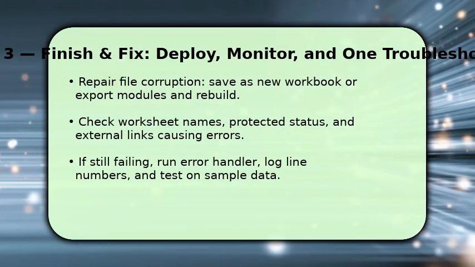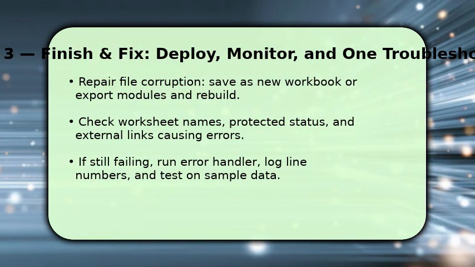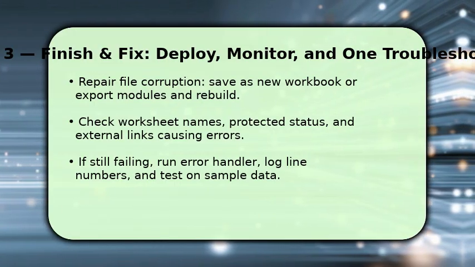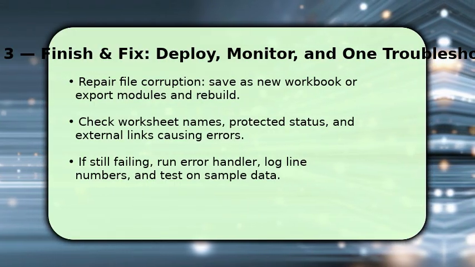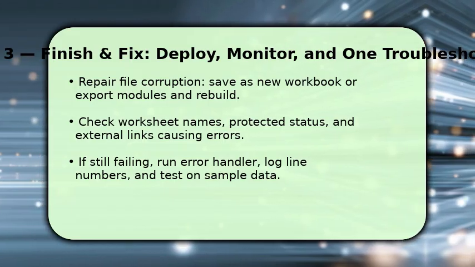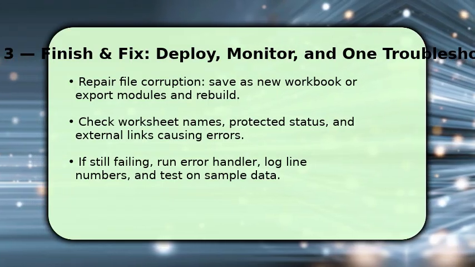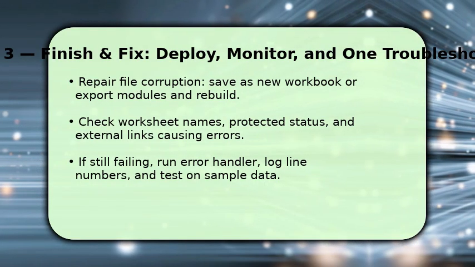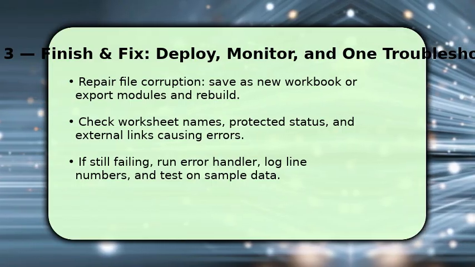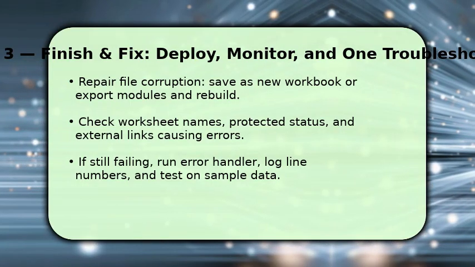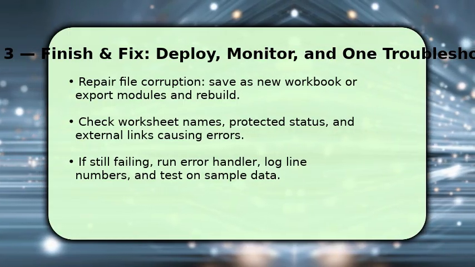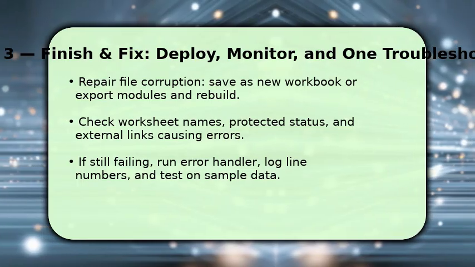Finally, address persisting causes. If the file behaves oddly, save a copy or export modules and rebuild in a new workbook to remove corruption. Make sure worksheet names match exactly and that protection, shared workbooks, or external links aren't blocking operations. Once fixed, add a simple On Error handler that logs the procedure and line number so you can quickly pinpoint future failures. If problems remain, test the code on a small sample workbook to reproduce and isolate the issue.